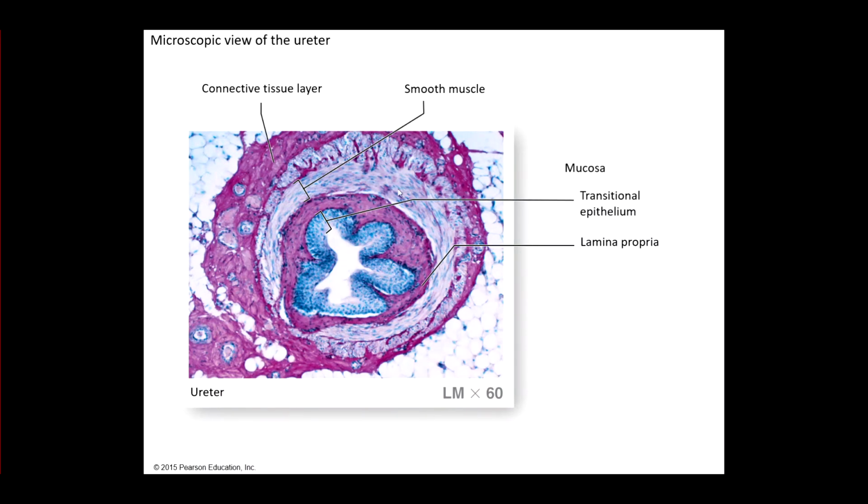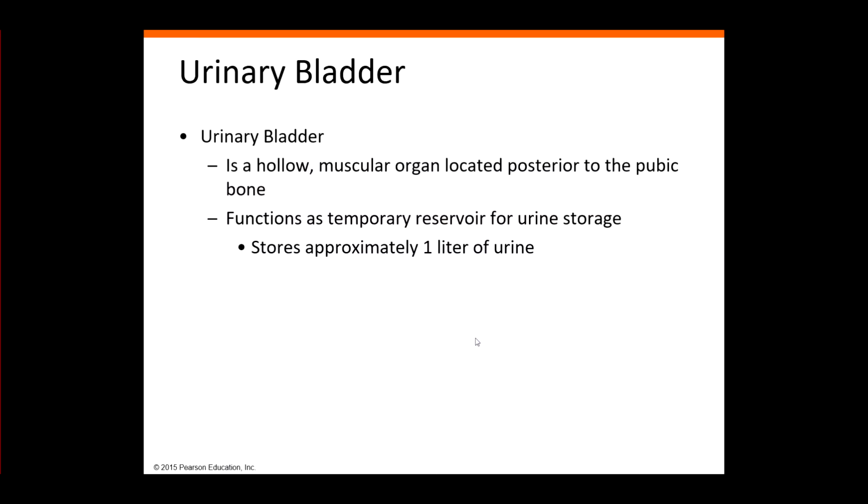Then this is some smooth muscle. Like we said, it's a muscular tube. And then here's some more just connective tissue. Even some fat cells out here. Okay, so those are the two ureters. The next organ is the urinary bladder. So the ureters are going to drain the urine into the urinary bladder.